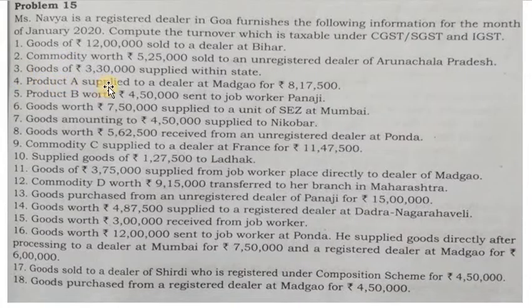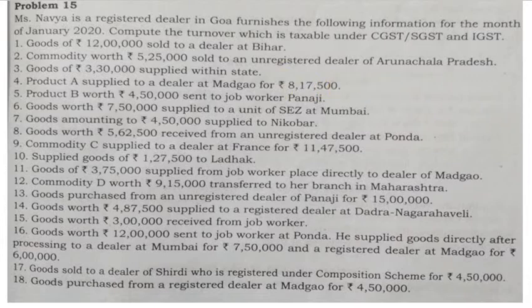Fourth one, product A supplied to a dealer at Mudgova for rupees 8,17,500. So the nature of the transaction: Mudgova is in Goa itself, from Goa to Mudgova, so within the state. So if it is within the state, then it is an intra-state transaction. For intra-state supply, what tax has to be paid? It is SGST and CGST.